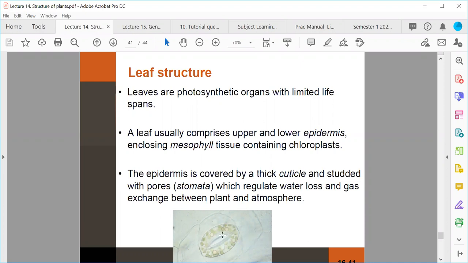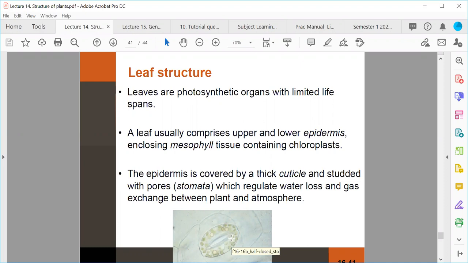So we can see in the centre the pore, and this is only just slightly open. It is surrounded by two specialised epidermal cells, which are called guard cells. And you can see here that guard cells actually contain lots of chloroplasts. So these are unique amongst epidermal cells.